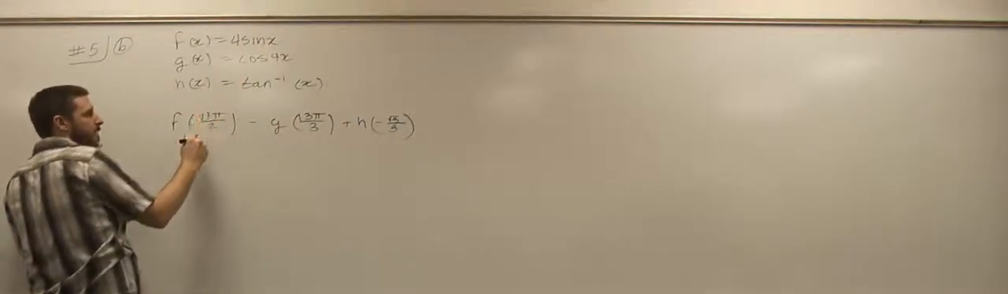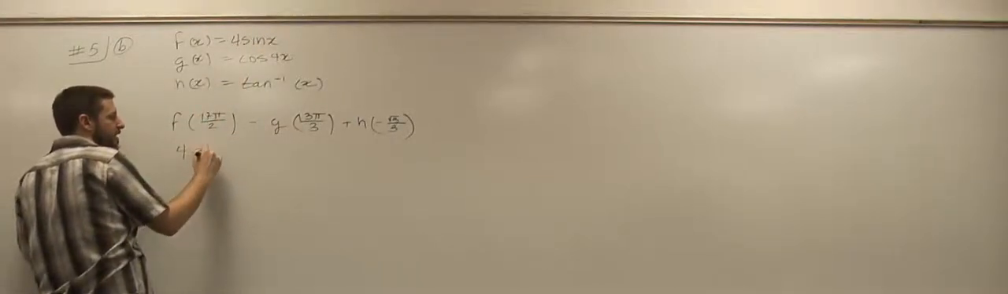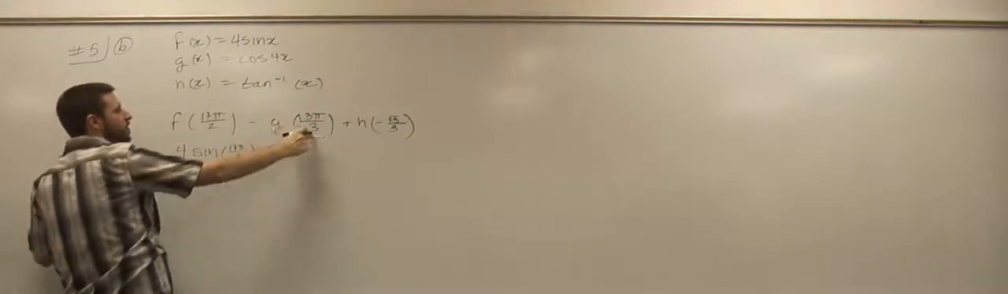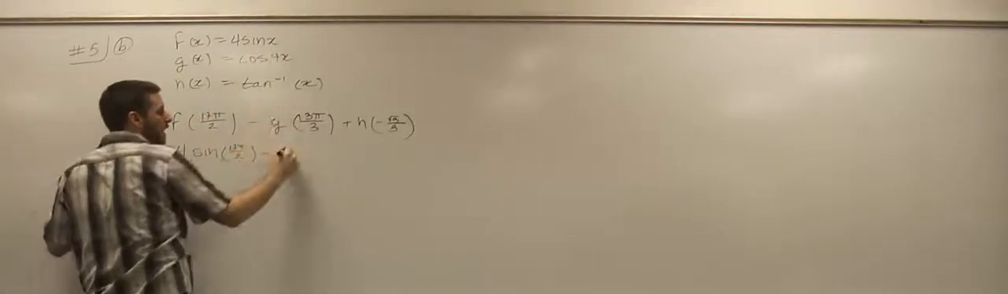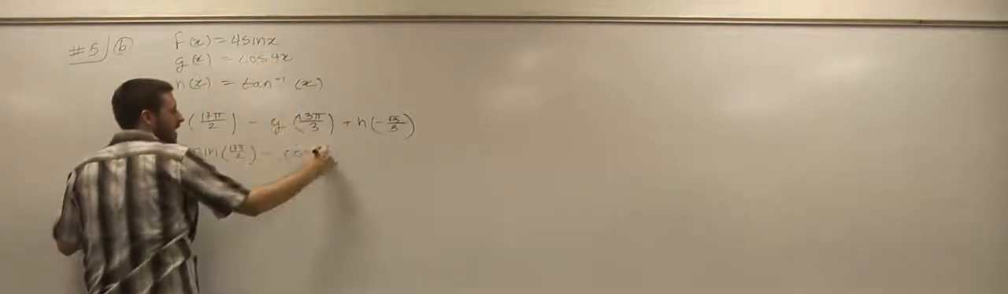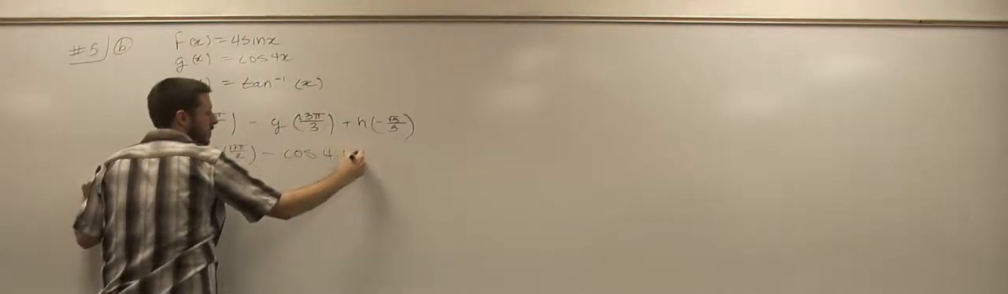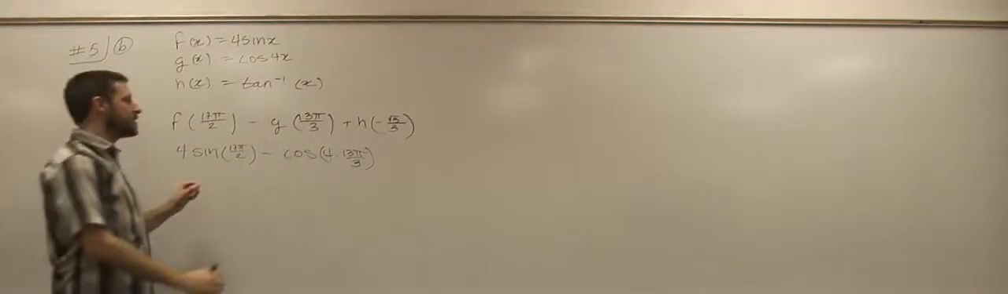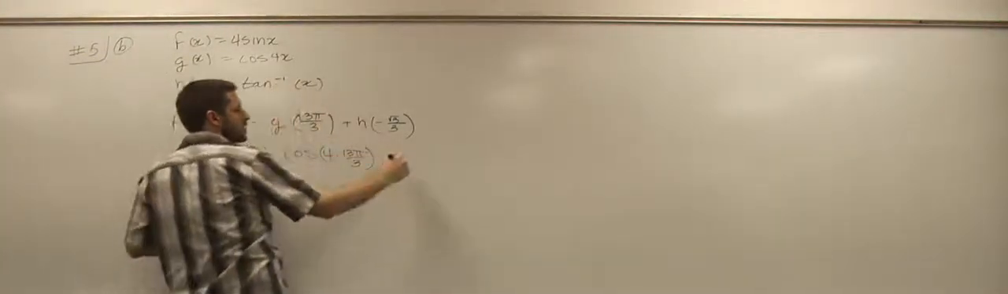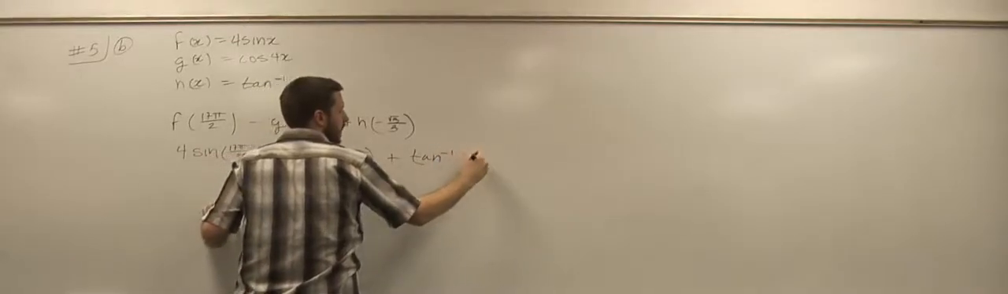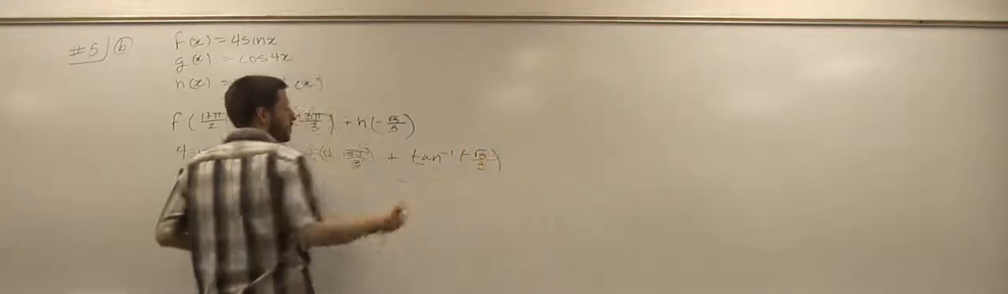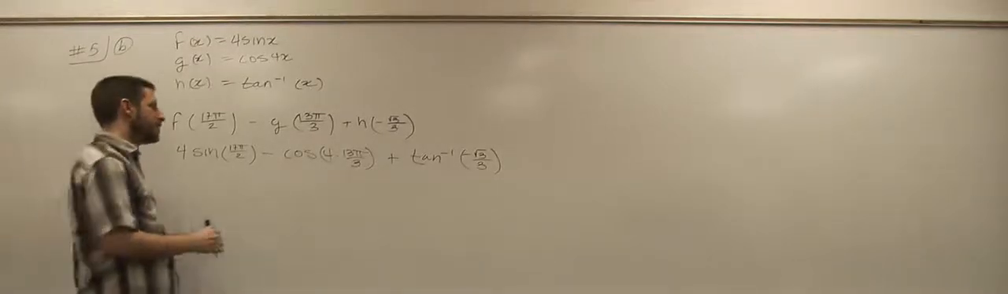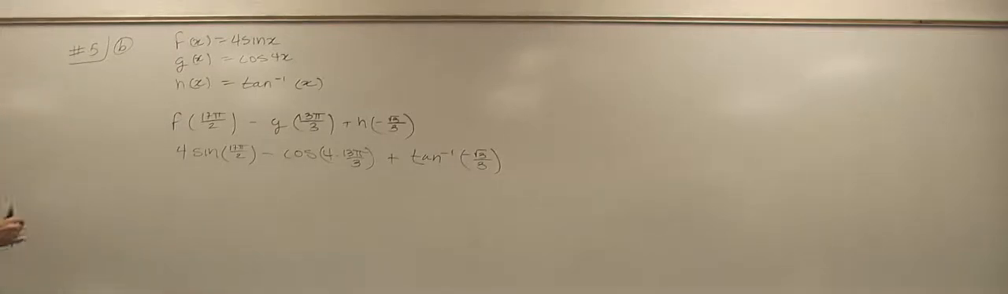So f of 17 pi over 2 means you're going to write 4 sine and then copy 17 pi over 2. Minus g of 13 pi over 3 means you take cosine, keep the 4 inside, times 13 pi over 3. Right, that's all inside of the cosine function. Plus, h is tangent inverse, so you'll write tan inverse of negative root 3 over 3. And then each of these you're going to have to calculate using triangles or your unit circle or something.